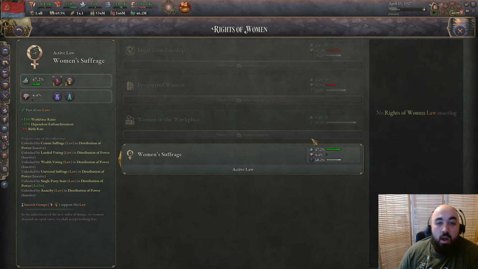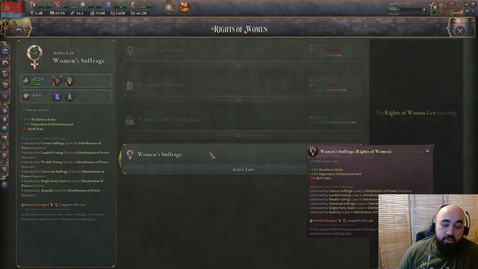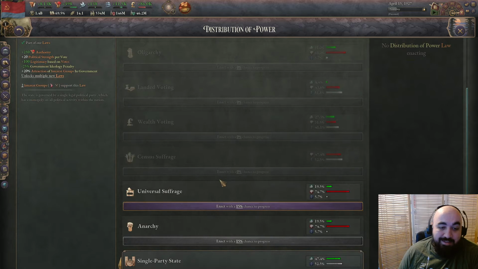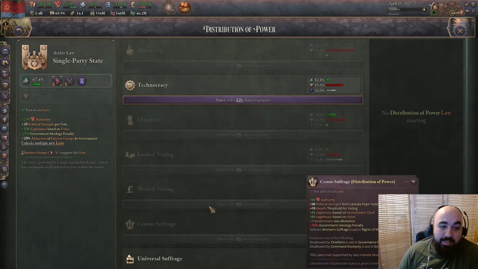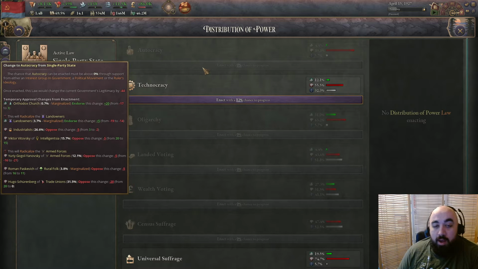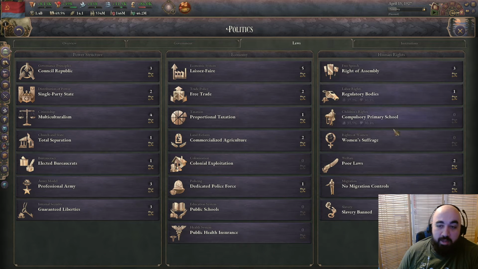For rights of women, we have kind of a linear sort of progression. One thing that's very important to note is you cannot go women's suffrage unless you have a voting law of some kind enabled. So you have to have some sort of elections. And so if you're planning on going something that does not have voting, like, for example, technocracy or oligarchy or autocracy, you do have to put in women's rights before you make this swap. Once you already have women's rights, you can make the swap and you can maintain it.